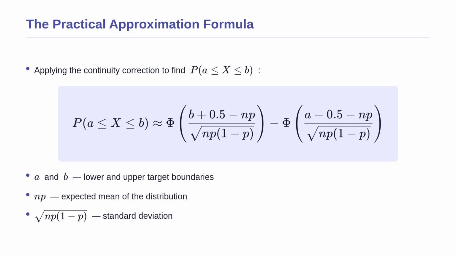The letters A and B represent our lower and upper target boundaries. We drop the lower limit A by 0.5 and raise the upper limit B by 0.5. Then we subtract the expected mean, represented by n times p, and divide by the standard deviation, which is the square root of n times p times 1 minus p. If you increase the target range, the difference between the two cumulative areas will grow, representing a higher total probability.